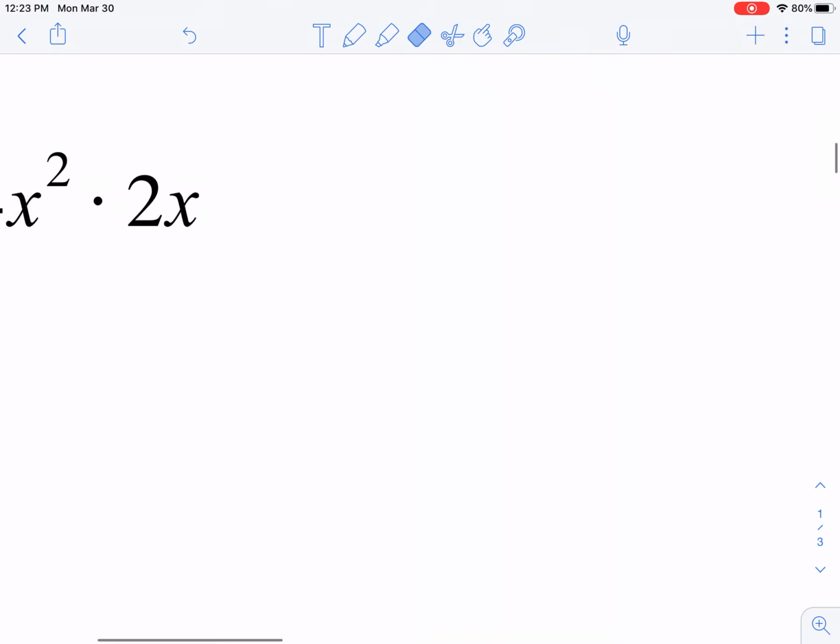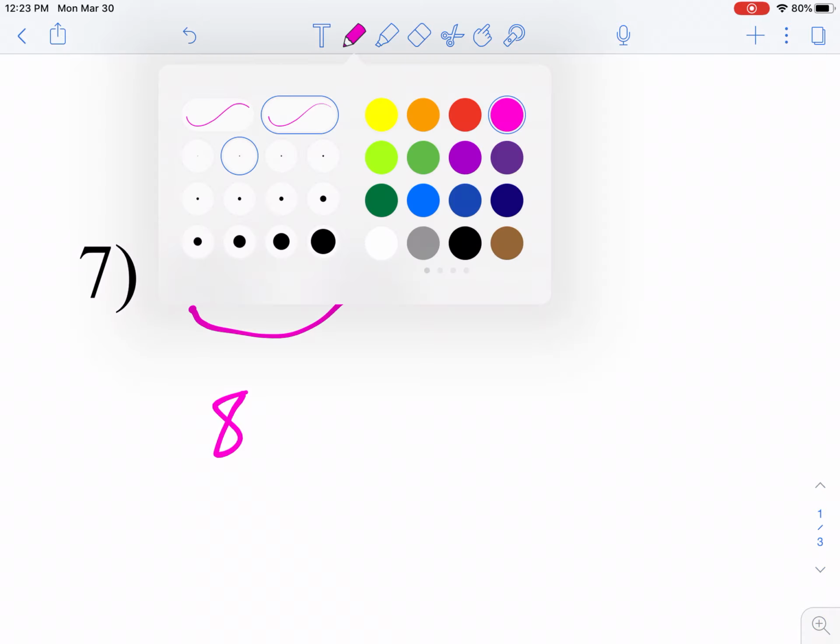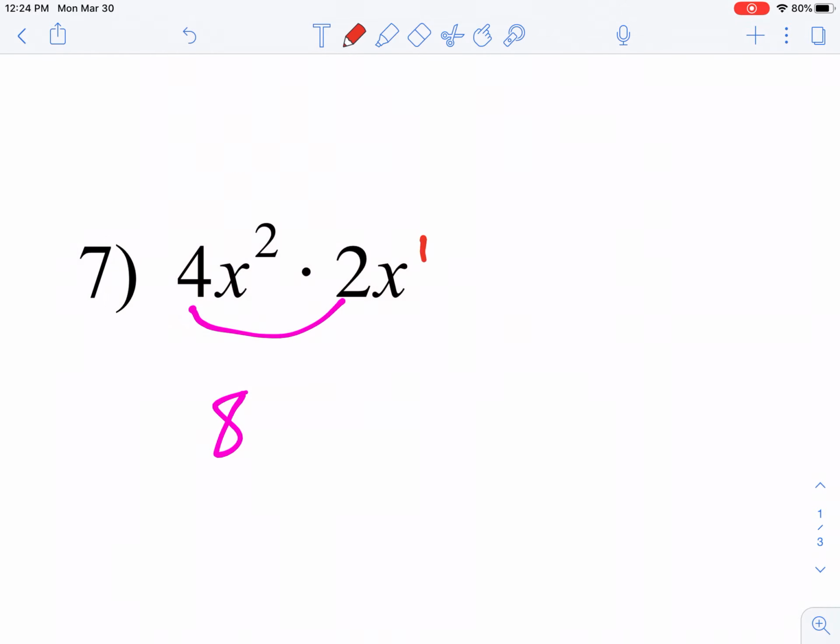So looking at number 7, I can now say, okay, well then I'm going to do 4 times 2 is 8. And then don't forget that there is the number 1 here. And so we keep the base, x stays the same. And 2 plus 3, in this case we're multiplying, is 3. So we end up with 8x to the third.